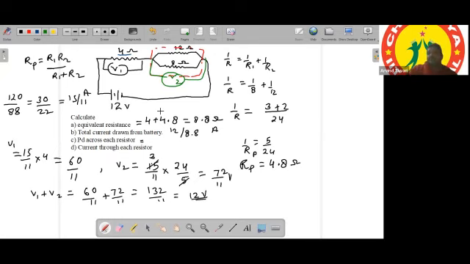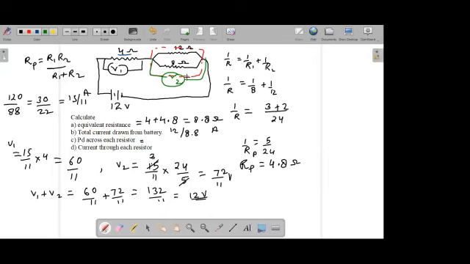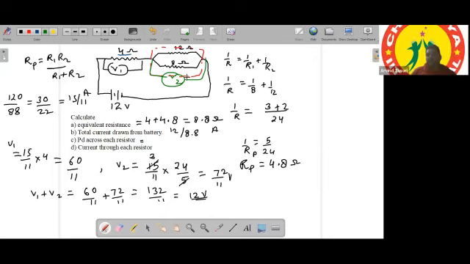But in the parallel combination, both the 12 ohm and 8 ohm will have equal potential, the same potential. Their potential will remain the same. So potential for 12 ohm is the same, potential for 8 ohm will also remain the same, which will be equal to V2. But for V1, for 4 ohm and 12 ohm, it will not be the same. It will be different. So I think some of your doubts are clear through this discussion of the question.